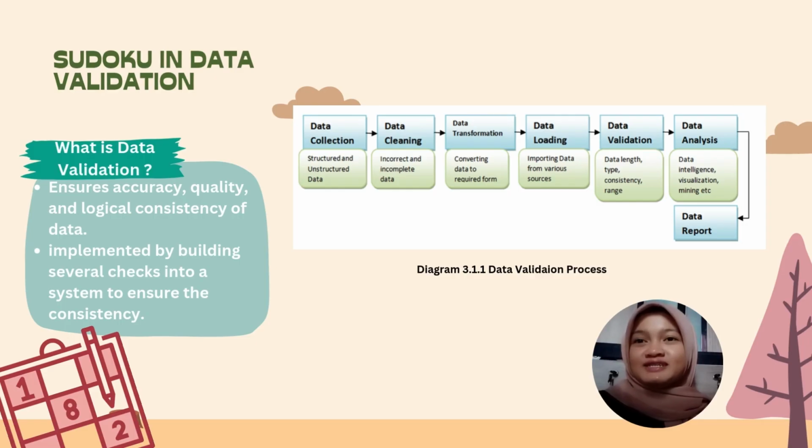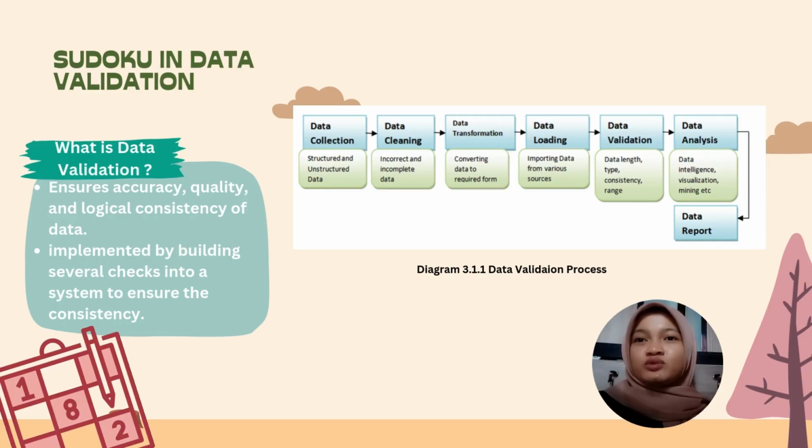Sudoku in validation. What is data validation? It is to ensure accuracy, quality, and logical consistency of data, implemented by building several checks into a system to ensure their consistency. Data validation process.